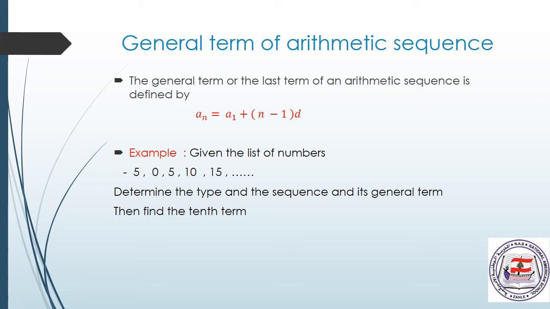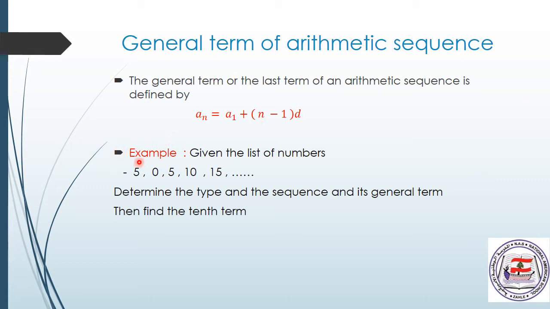General term of an arithmetic sequence. The general term, or the last term, of an arithmetic sequence is always defined by an = a1 + (n - 1) d, where a1 represents the first term, d is the common difference, and n is the number of terms in this list.